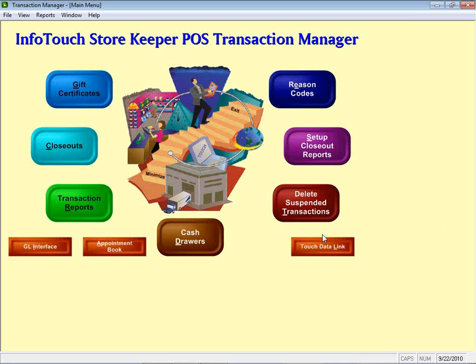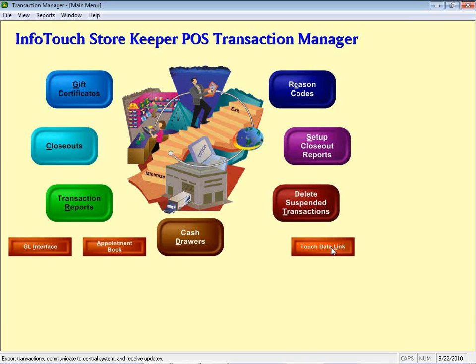And if you don't have that, you won't see this button here. And this allows you to set up the various parameters associated with how you want your appointment book to operate. The third and final option, and it's not really an option anymore, but is called Touch Data Link. It originally was an option, and it was something you had to buy.